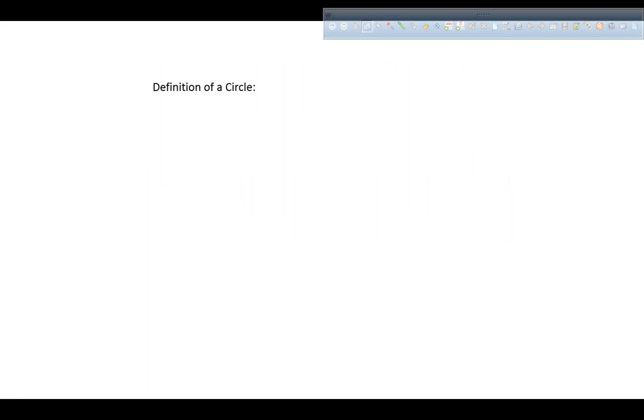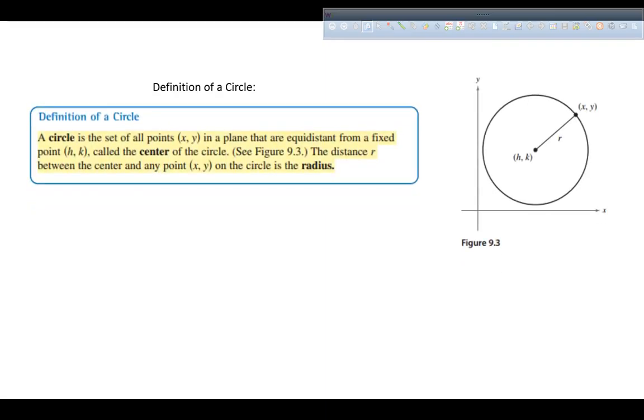So, we're going to talk about circles first. I just copied this from the book. I'm not very innovative. But if you want to write this down, you can. A circle is a set of all points x, y in a plane that are equidistant from a fixed point, h, k, called the center of the circle, and the distance between the center and any point of the circle is the radius. So the circle doesn't include the inside, right? It's just all the points on the outside.